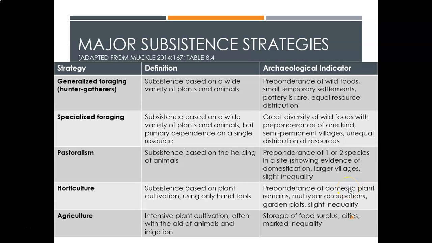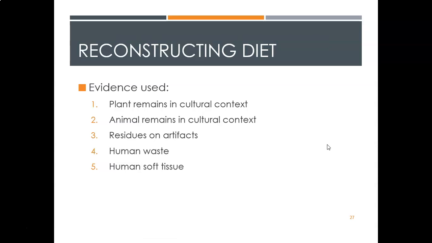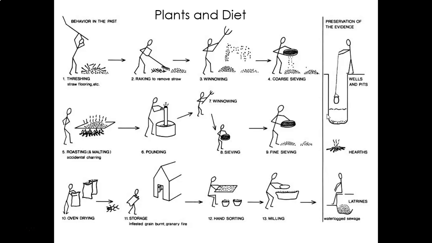So this is just meant to be a brief introduction to major subsistence strategies. Some of you might have been exposed to this in earlier anthropology courses, so I just want to clarify some of the terminology that we use when we talk about subsistence. So let's go back to this idea of diet. Again, there's a whole bunch of different kinds of evidence that we can use, and I'm going to go through each of these in turn.